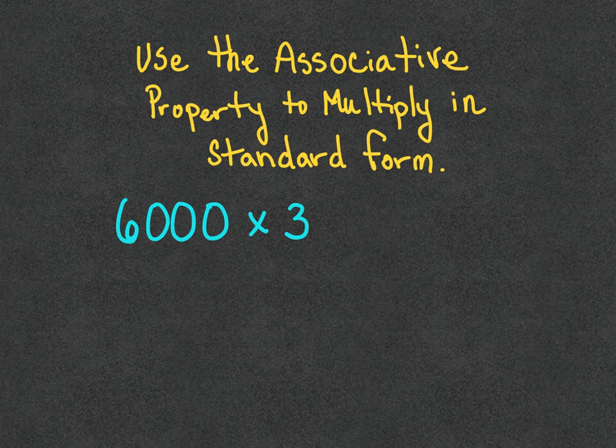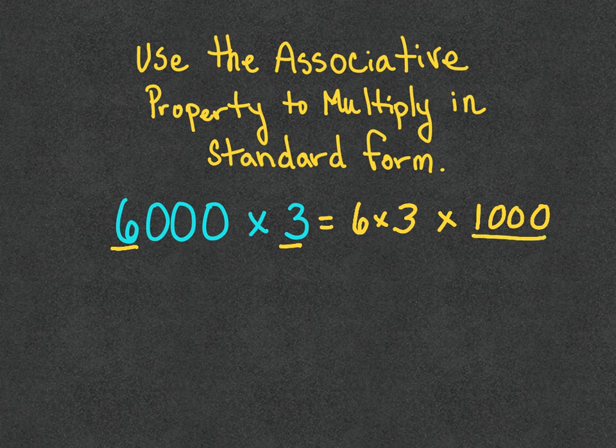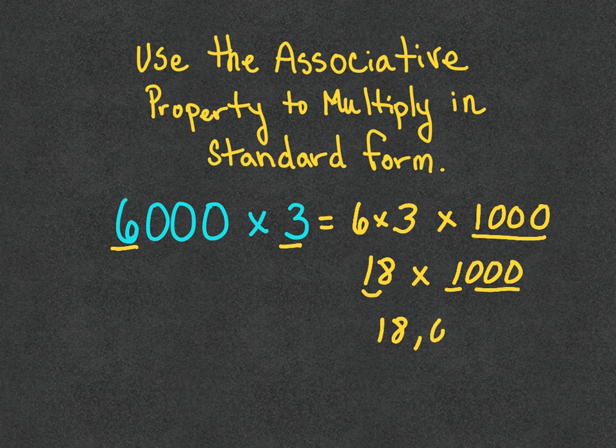In this next one, we're going to use the associative property to multiply in standard form. Now, we see 6,000 times 3. We're going to group the multiplication fact that we know so well, 6 times 3, and we're going to multiply that by 1,000. So we know that 6 times 3 is 18. We're multiplying that by 1,000. 18 times 1 is 18. And then we have that 1,000, so we bring that down. We have 18,000. So 6,000 times 3 is 18,000.